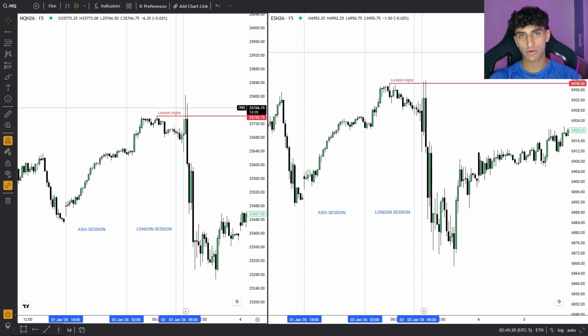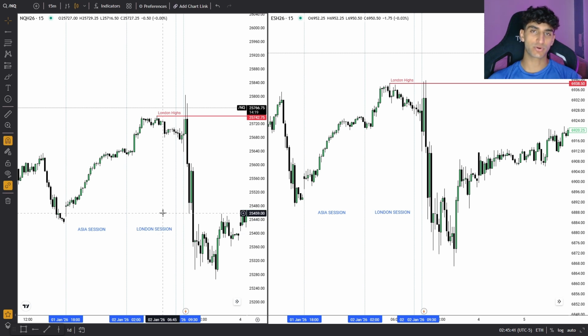Now the first thing that I always want to be looking for before even New York AM starts is the session liquidity. So as you can see right here on the left hand side, we have the Nasdaq, and on the right hand side we have S&P 500. Now looking to the left here, we have the Asia session and also the London session.